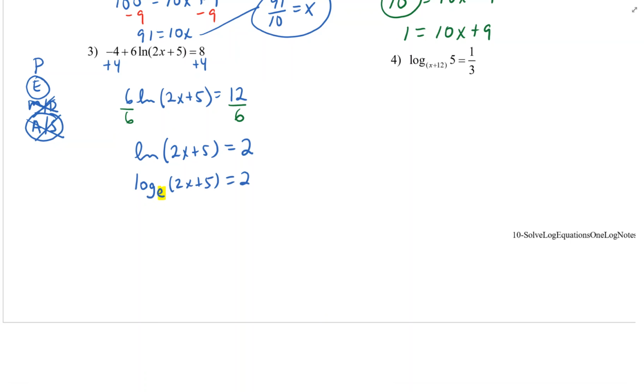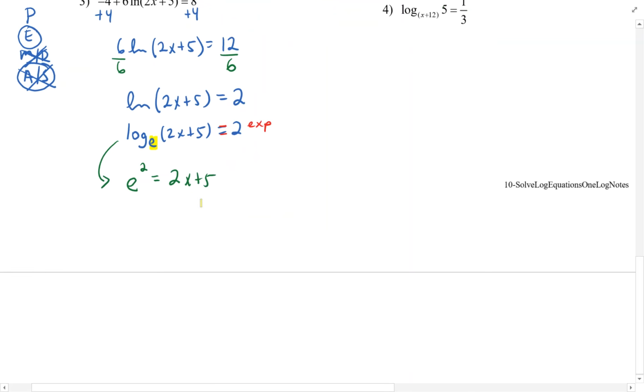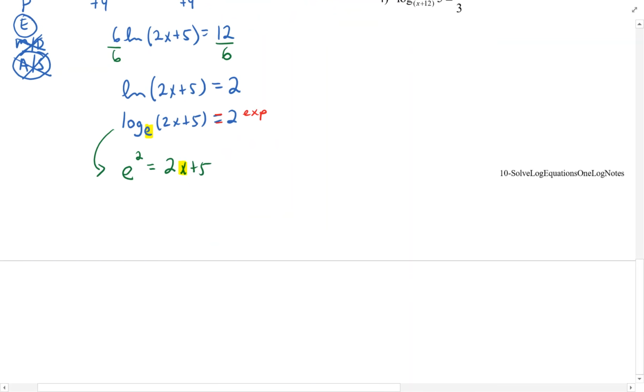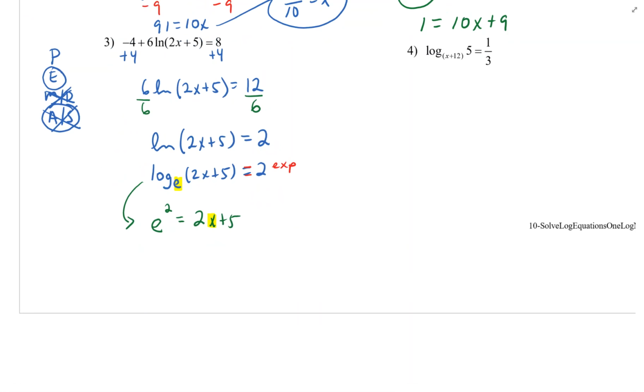So with our new equation, we're going to change all logs into using exponents. So it's e squared equals 2x plus 5. Remember, logs equal the exponent. And then from there, we're just going to focus on getting x all by itself. So to get x all by itself, we're going to subtract 5 from both sides of the equal sign.